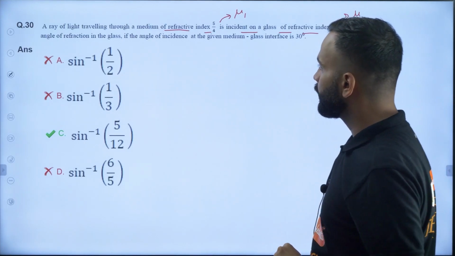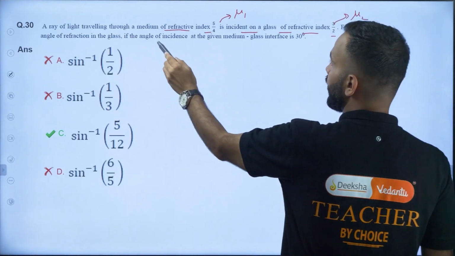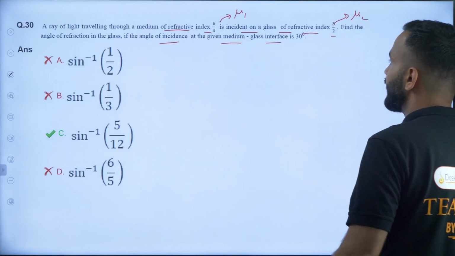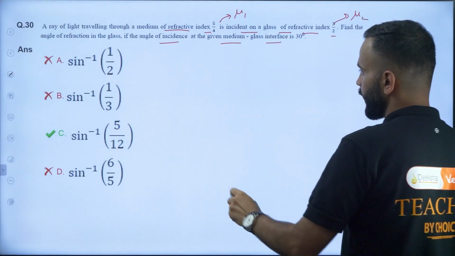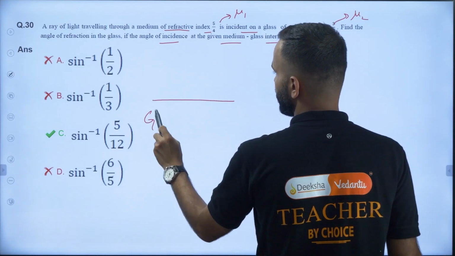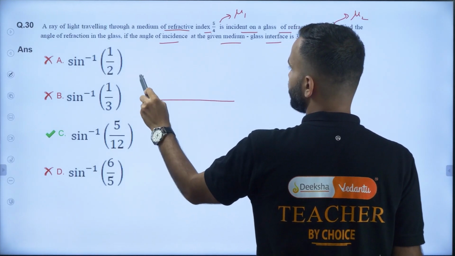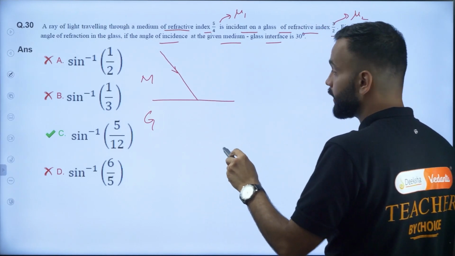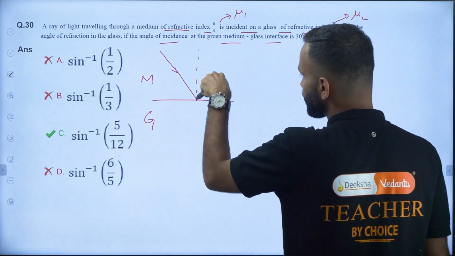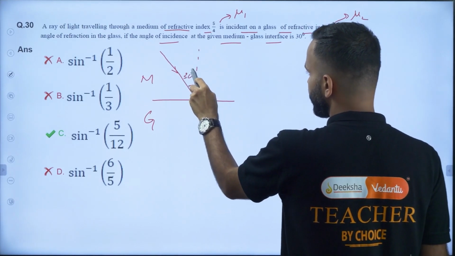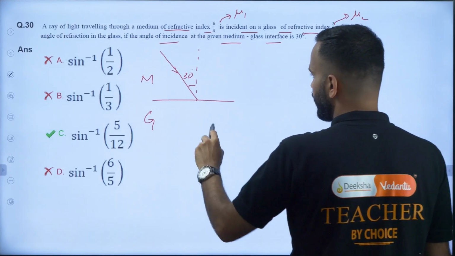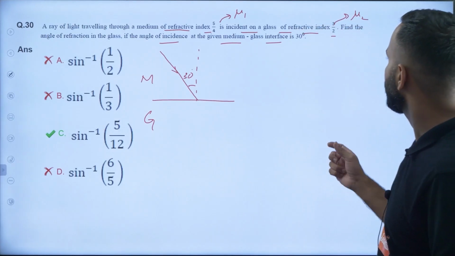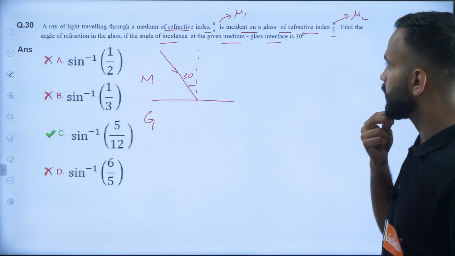Okay, the angle of refraction in the glass if the angle of incidence at the given medium-glass interface is 30 degrees. So this is the glass and this is the medium M. Here the light is incident on the glass-medium interface at an angle of 30 degrees. Angle of incidence is 30 degrees, right? So now it will refract, and we need to find the angle of refraction.